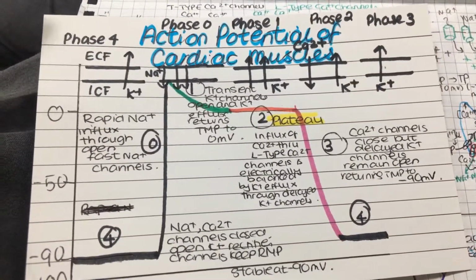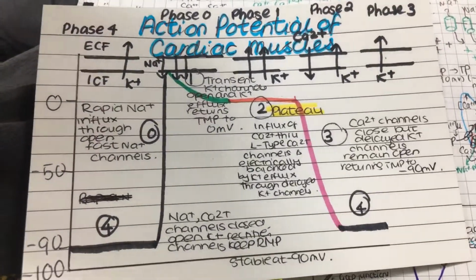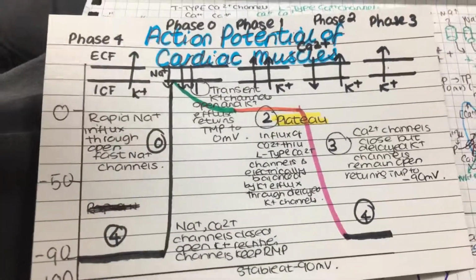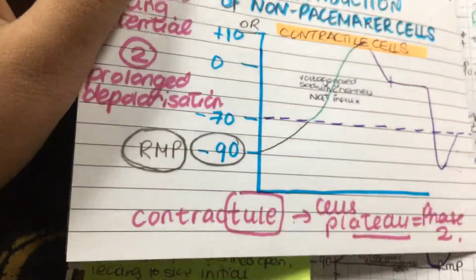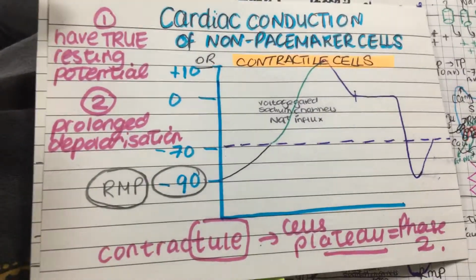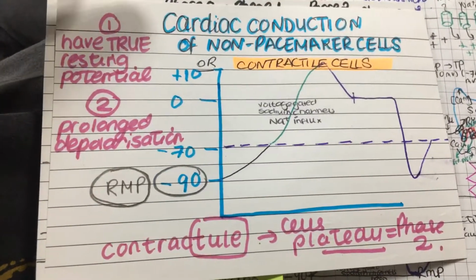Now, we're going to be discussing the action potential of cardiac muscles and the action potential within the non-pacemaker cells. And for pacemaker cells, I'll make a separate video. But for non-pacemaker cells, you have to remember two main points that differentiate them from the nodal cells.